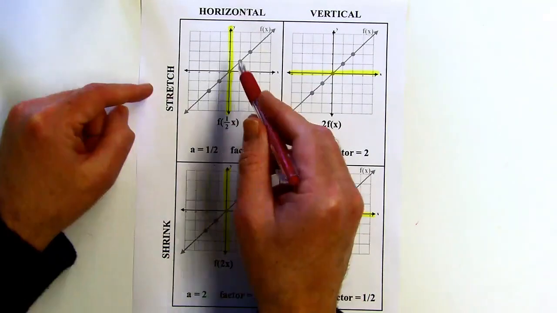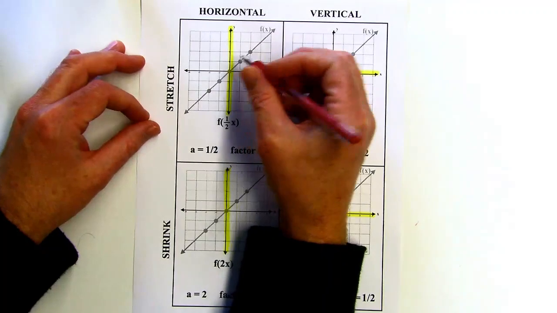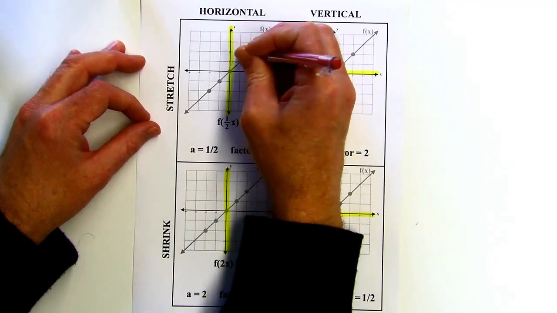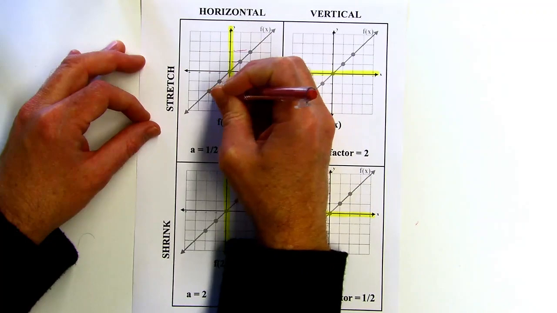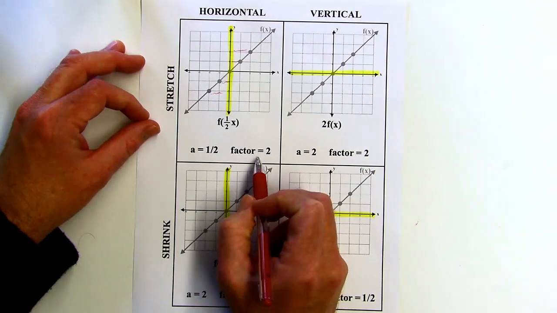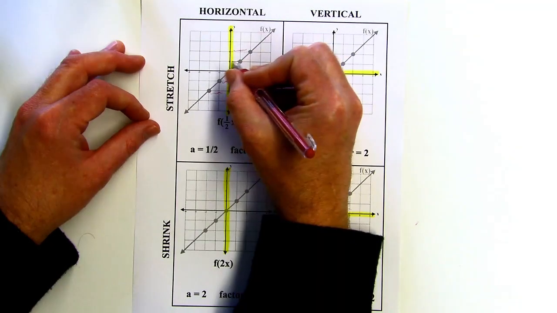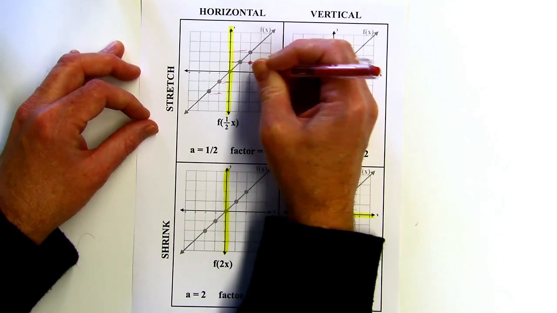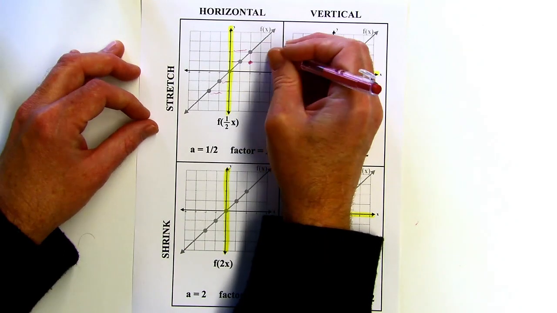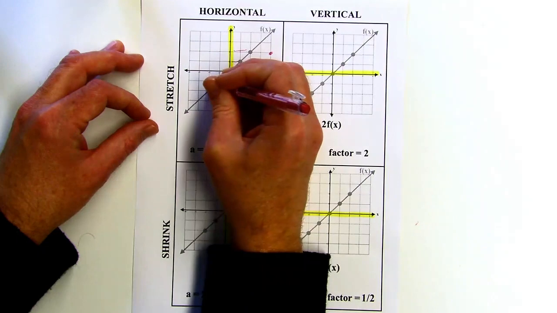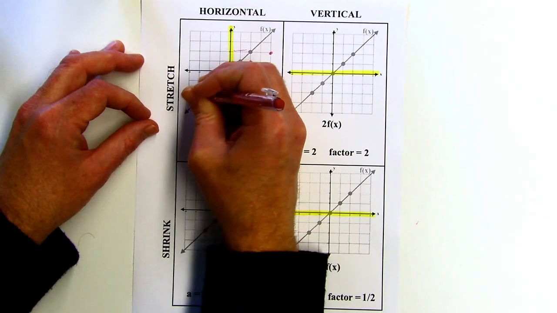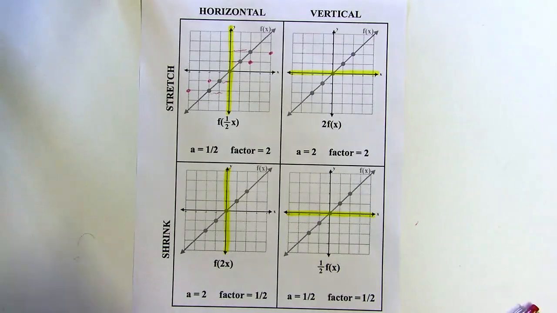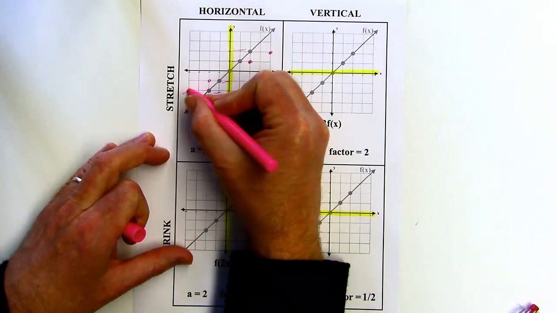Okay, so let's see. If we're stretching horizontally away from this yellow line, I want to double these distances. So we'd be multiplying the x values by 2. That's why the factor is 2. So it's 1 unit away from the y-axis, and now it's 2 units away. This one's 2 units away, so we'll make that 4 units away. And the same thing down here, doubling the distance of all those points from the y-axis. Okay.